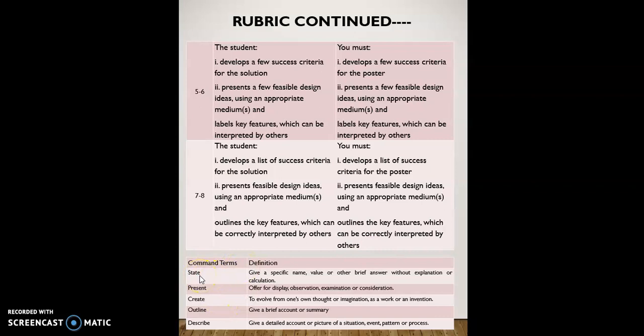When we say state, what is the meaning of state? Present, what is the meaning of present? Create, outline, describe. These are the command terms which are very important in your rubric. You can read them and attempt the task accordingly, and you will achieve the level according to the work which you submit.